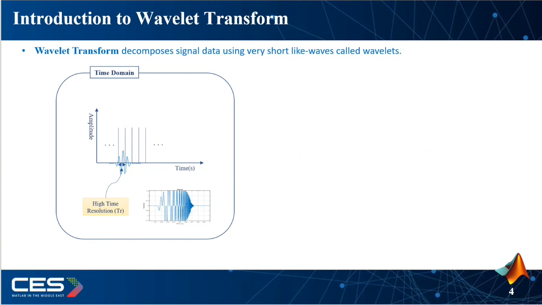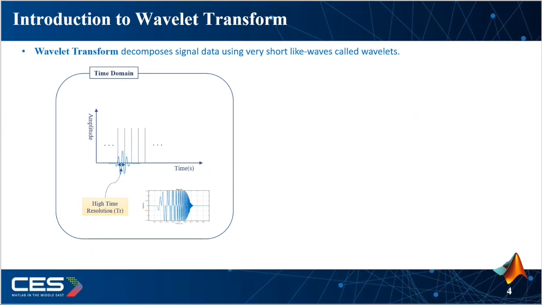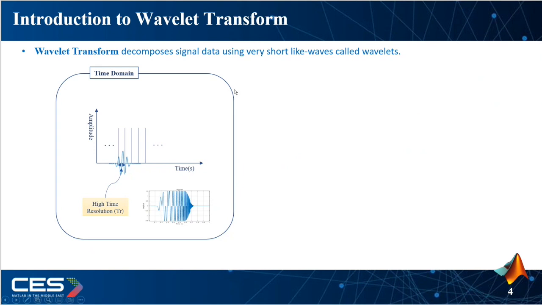Scientists found a way to do what we call multi-resolution analysis. So the resolution here is changing. It's not the same when it comes to frequency and also for the time. The wavelet transform decomposes signal data using very short wave-like functions called wavelets. The difference between the wavelet transform and STFT is that the wavelet transform uses wavelets that are very localized in time.